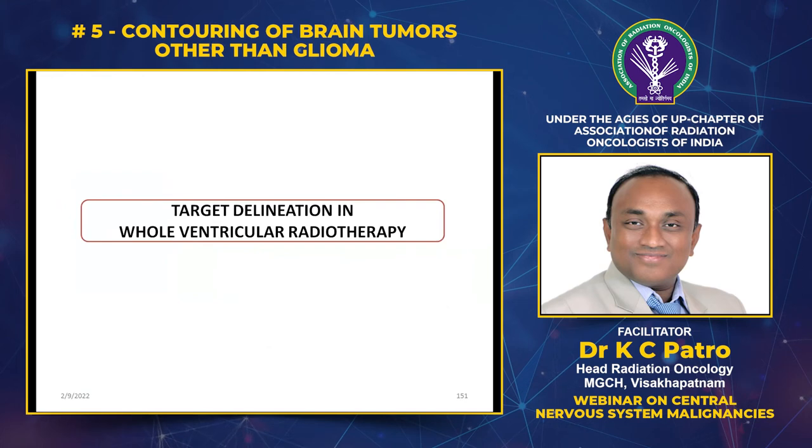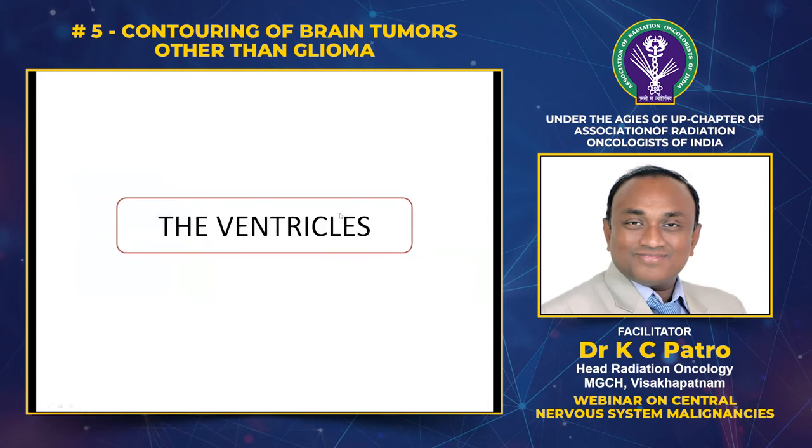Another protocol is target delineation in whole ventricular radiotherapy. When you are planning for germ cell tumors, the pineal germ cell or suprasellar germ cell tumor, you go for target delineation in ventricular radiotherapy. Before that, you have to understand the ventricles first.